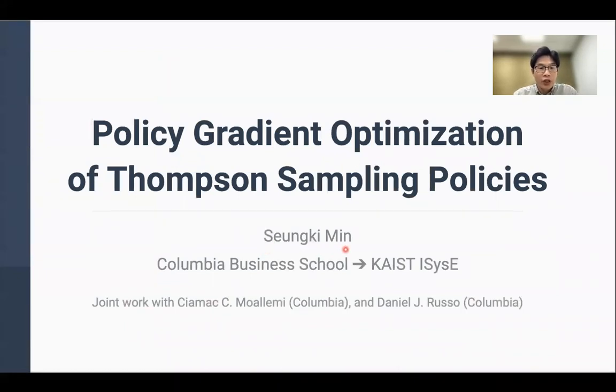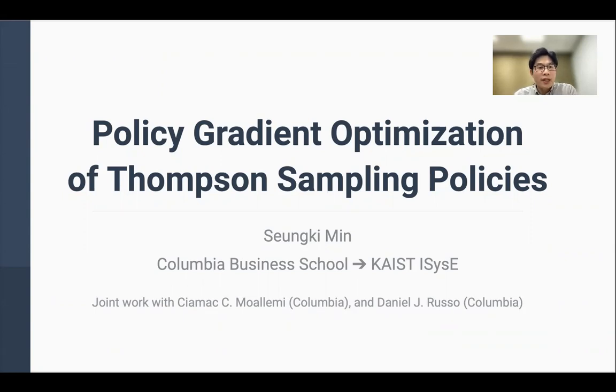I recently graduated from Columbia Business School, and I just joined KAIST in South Korea as an assistant professor. So today I'll be talking about how to improve Thompson sampling, which is a very famous bandit algorithm, by the use of policy gradient method. This is a joint work with Siamang Moalimi and Ben Russo, both from Columbia Business School.